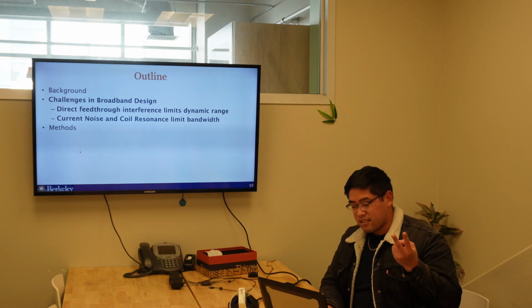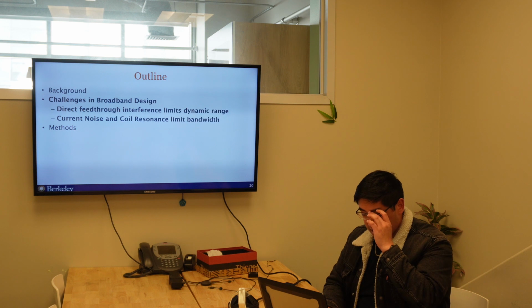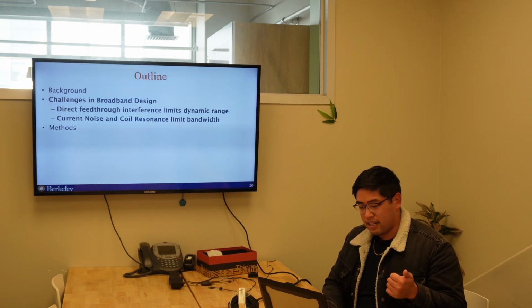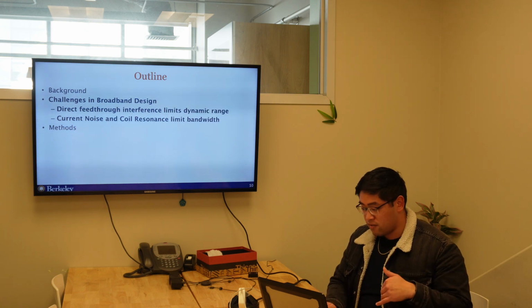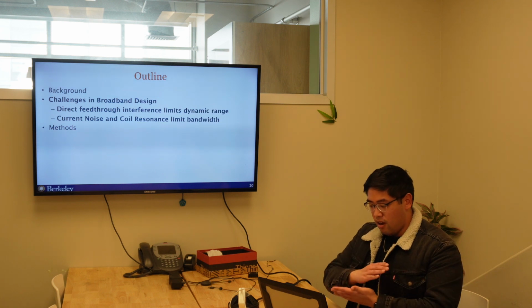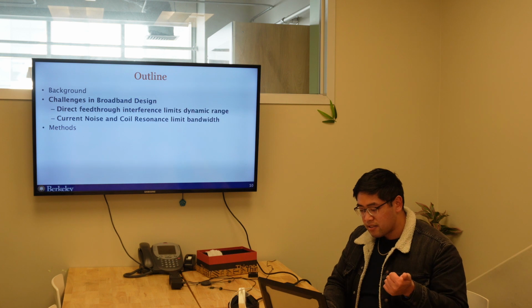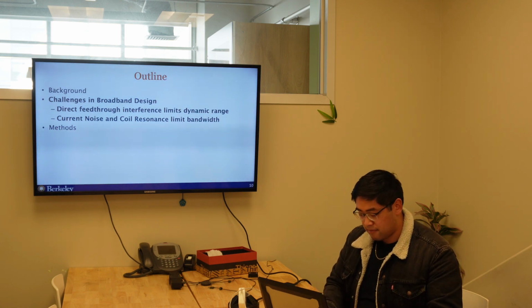So there are 2 challenges in MPI hardware design that limit the performance. Direct feed-through from excitation limits the dynamic range, and we'd like the interference to be at or below the noise floor. And from there, we'd also like to have a low noise floor over the desired bandwidth. But current noise through an inductive coil and the coil self-resonance limits our bandwidth.